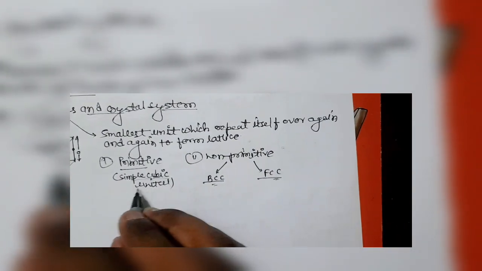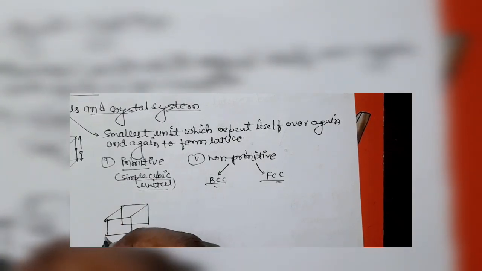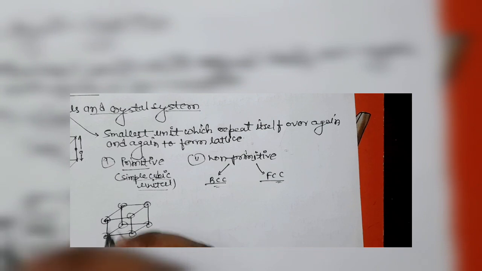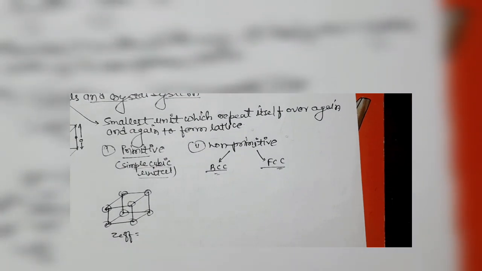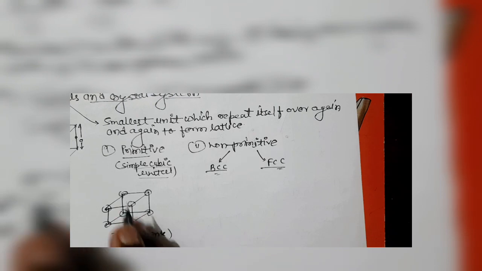In the simple cubic cell, this is the cube, in which all the corners have an atom present. In the simple cubic, what is Z effective? Z effective is nothing but the rank of it, that is the effective number of atoms present in the unit cell, how much each atom contributes to this unit cell. There are 8 atoms present at the corners, and each corner contributes only 1 by 8 part to this unit cell. So Z effective is 1.